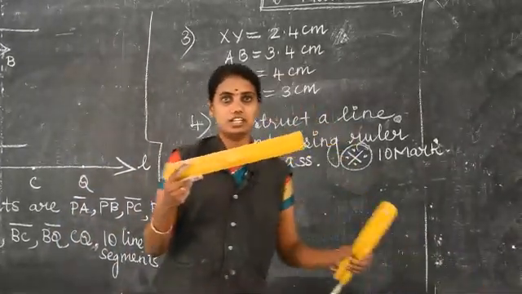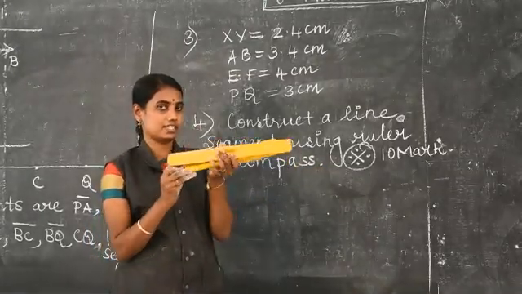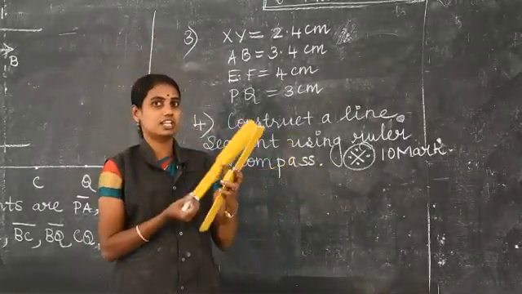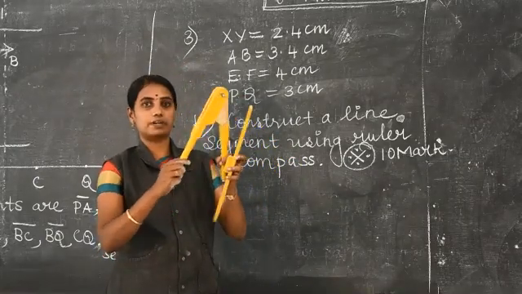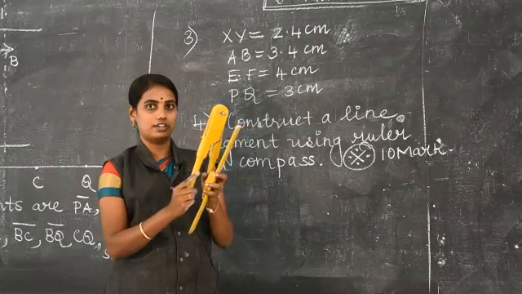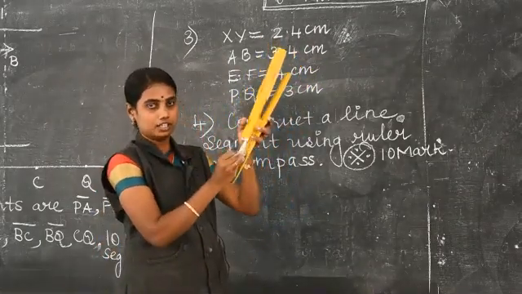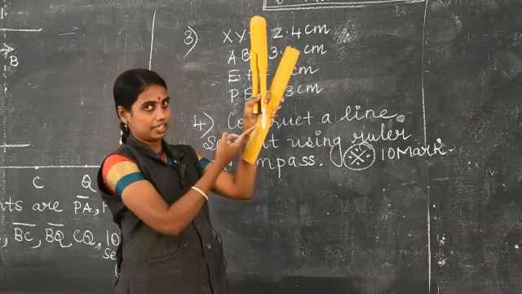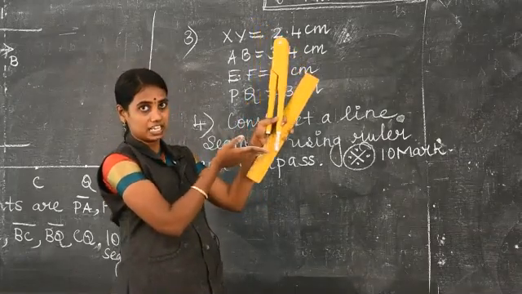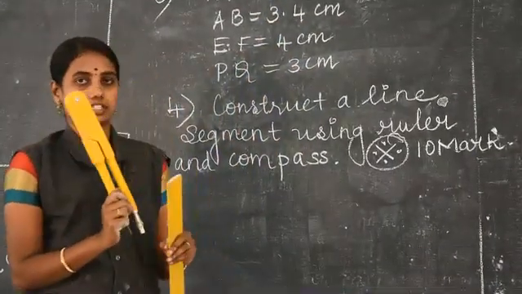This is your ruler. Scale, it means from 0 to 15 centimeter we have in the scale. Next, this is your compass. Everyone, take your compass, adjust it, see that it's fixed properly or not. If it's loose, tighten it. Fix your pencil. The sharp edge and the pencil edge must be equal. If it is equal, you can go for constructing your line.